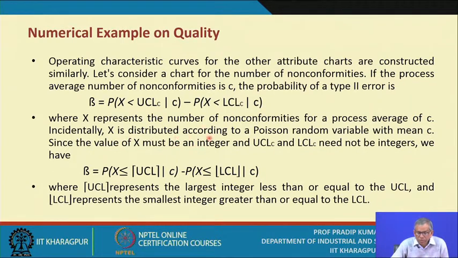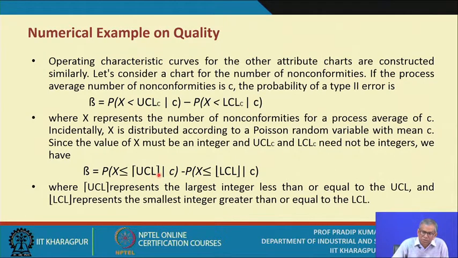Incidentally, x is distributed according to a Poisson random variable with mean C. That is the basic assumption we make. Since the value of x must be an integer, and UCL and LCL need not be integers, it could be 17.3, and similarly the lower control limit could be 1.73 or 2.53. In all likelihood, they may not be integers. So, what to do? You need to make some corrections.